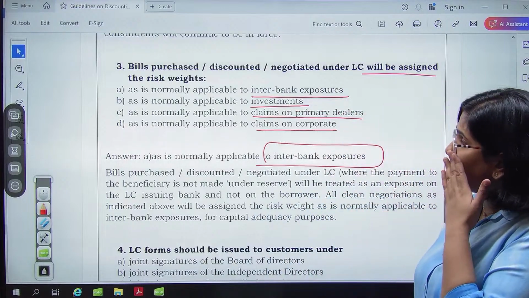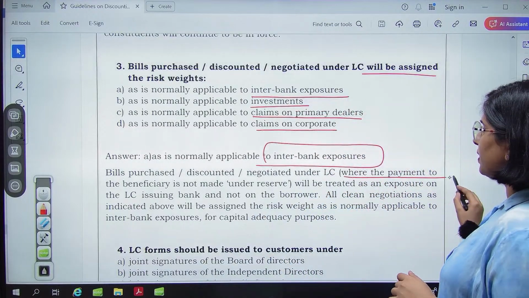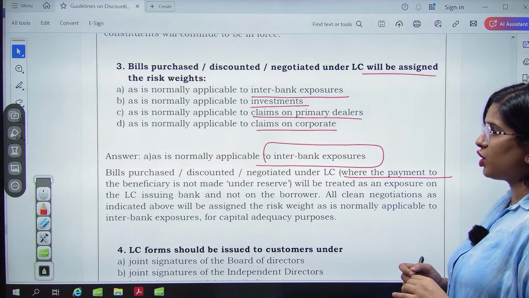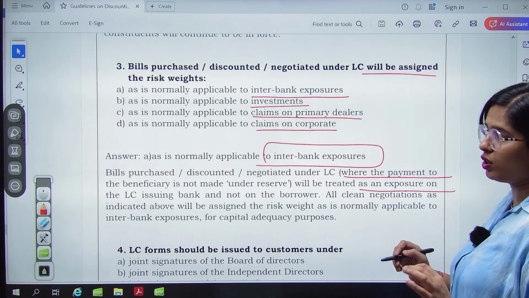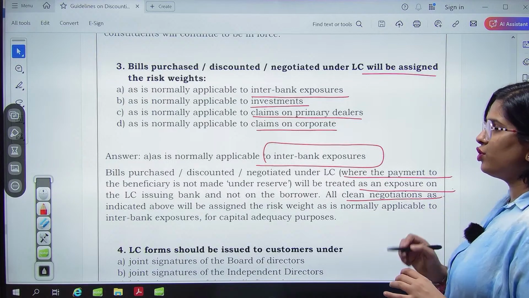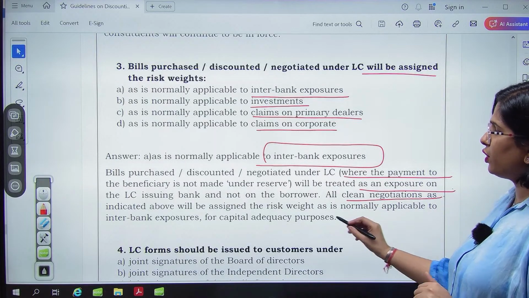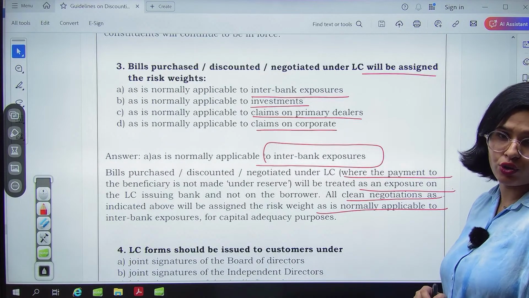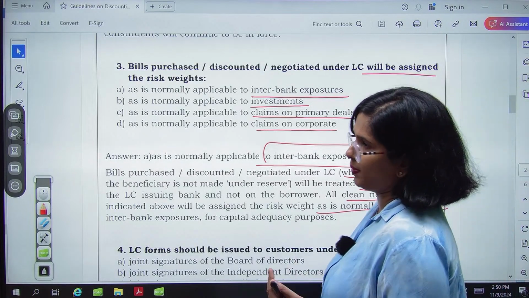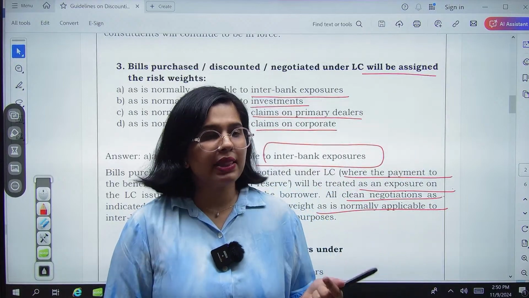Now let us see bills purchased discounted under LC, where the payment to the beneficiary is not made under reserve, will be treated as an exposure on the LC issuing bank and not on the borrower. All clean negotiations as indicated above are going to be assigned the risk weight as is applicable to the interbank exposures for capital adequacy purpose. Capital adequacy purpose का मतलब क्या?